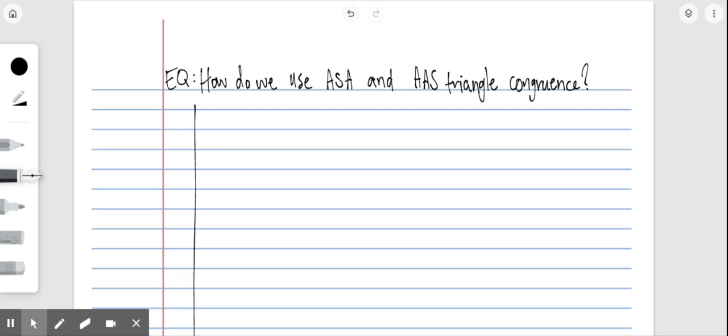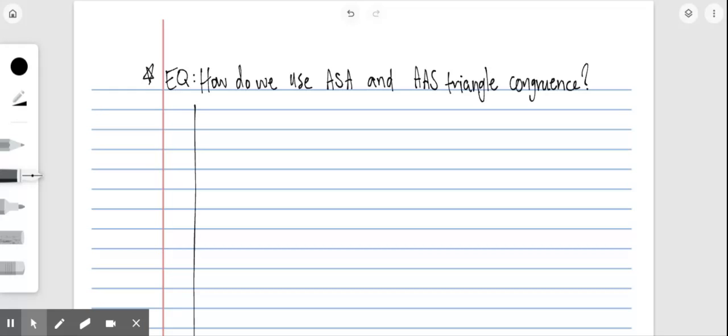All right, beautiful people. We're going to finish up our triangle congruence statements with angle side angle and angle angle side. So our essential question is, how do we use angle side angle and angle angle side triangle congruence? The first thing I want to do is recap all the congruences, and then I'm going to add the two that we're going to talk about today.